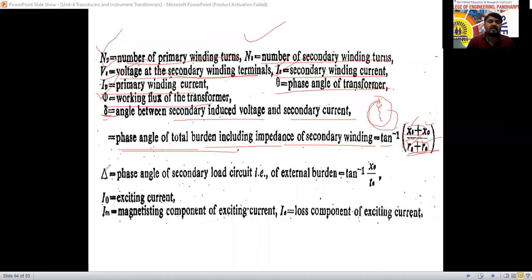See, one more, this delta is there. This is square delta. This is the phase angle of the secondary load current, that is, the external burden. You can consider that one, XC by RE also, tan inverse of XC by RE.